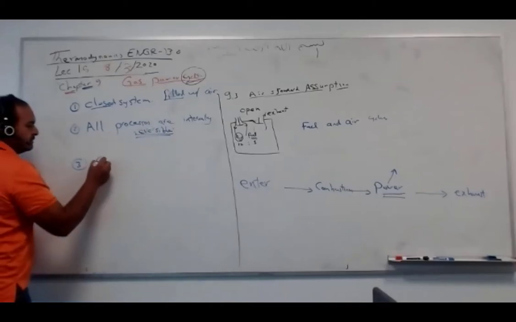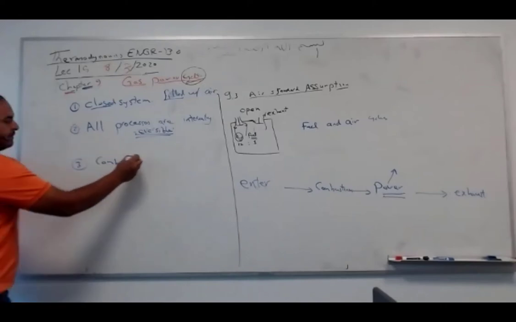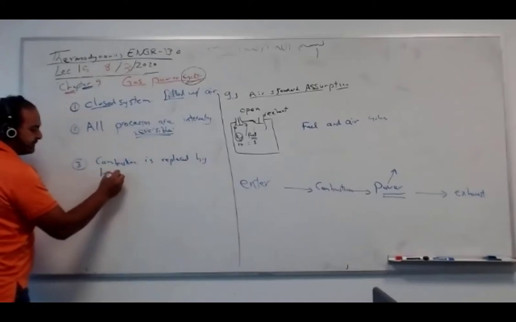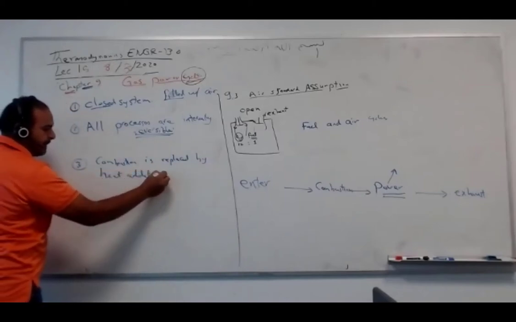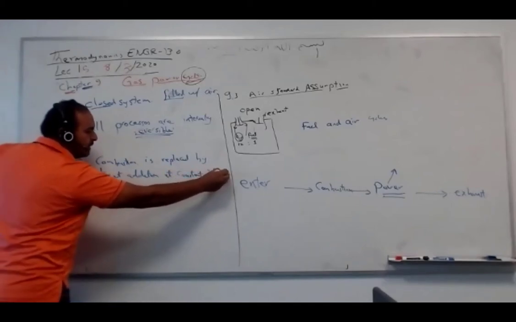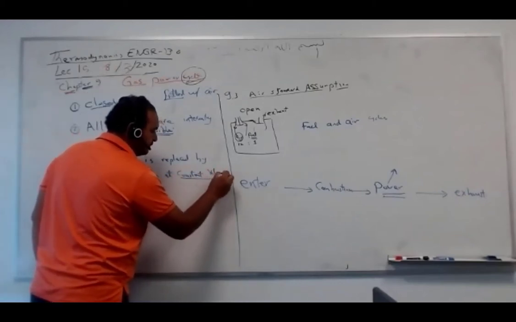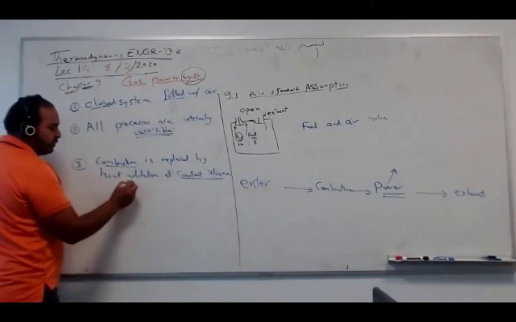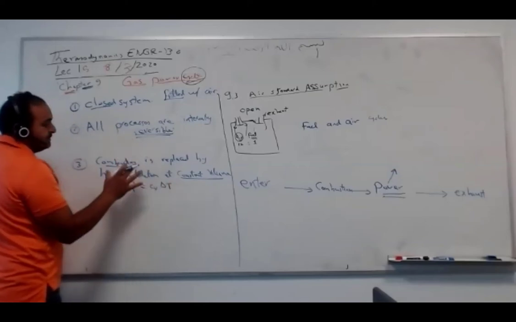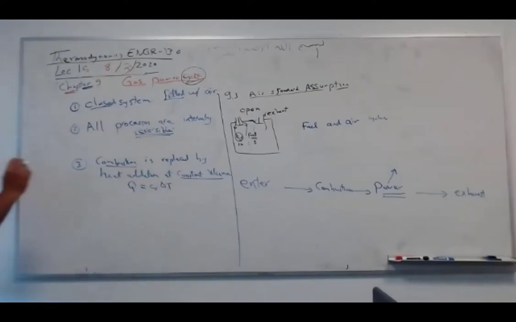The combustion, which is very hard to treat, we're gonna assume is replaced by heat addition at constant volume. We're gonna assume that the combustion is heat addition at constant volume. So if it's air, if you're talking about Q, it looks like Cv delta T. It's a closed system, and we're adding heat. So Cv delta T. This is typically what we're gonna do.